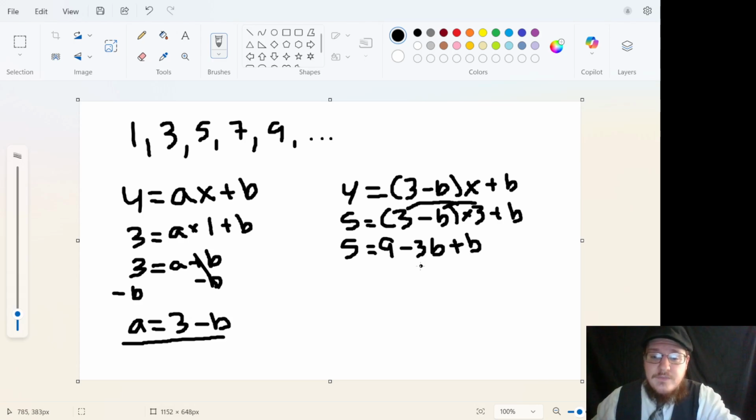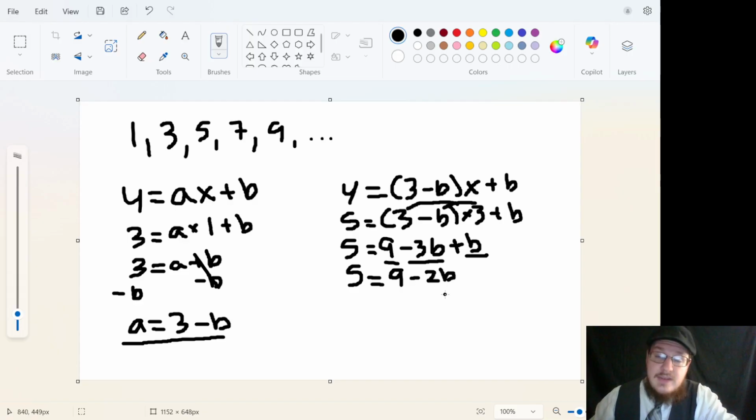Now our next step here, we have multiple values here that have B attached to it. Because technically, this B right here is just 1 times B. So, we're going to do what's called combining like terms. Okay? A term is this whole thing right here. That's a term, that's a term, that's a term. We're going to combine the like terms, which is minus 3B and plus B, and we're going to get 9 minus 2B.